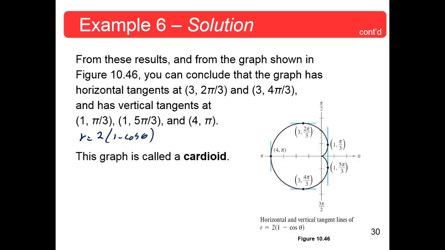Cosine starts at 1, down to 0, negative 1. So 1 minus negative 1 is 2, 2 times 2 is 4. That's what it is. Okay, so now we've got our points.